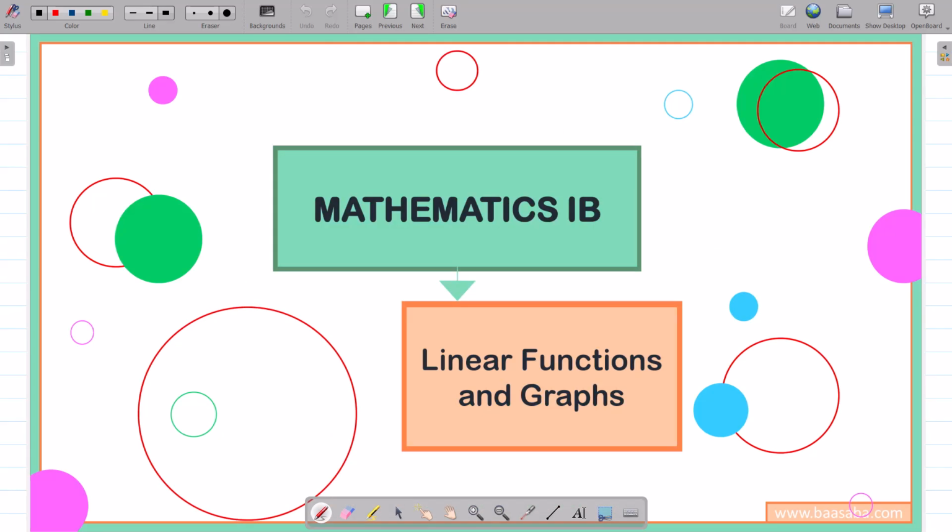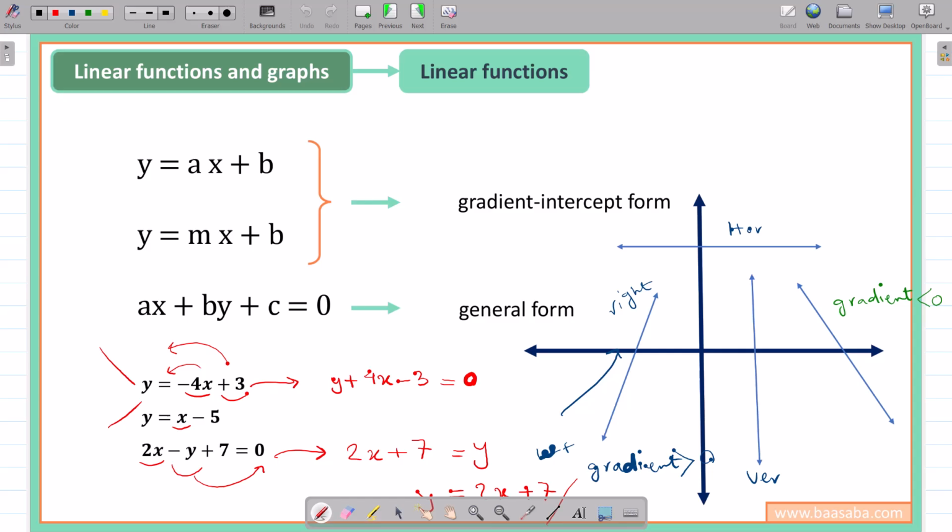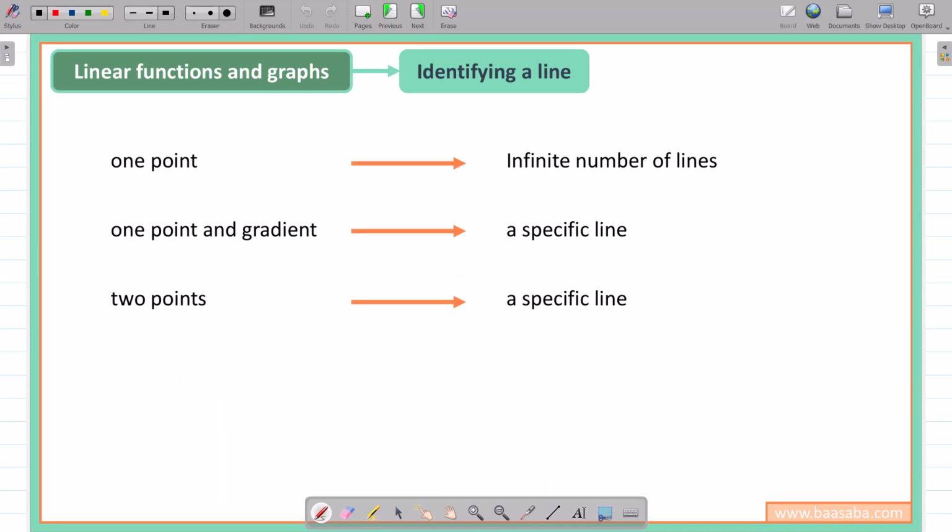In the last session, we started linear functions and graphs by introducing the linear function. We learned how to identify a linear equation or function among other kinds of functions. And we talked a little about the gradient and the intercept in a linear function. In this session, we're going to talk a little more about gradient and slope and what they tell us about the line that we have.